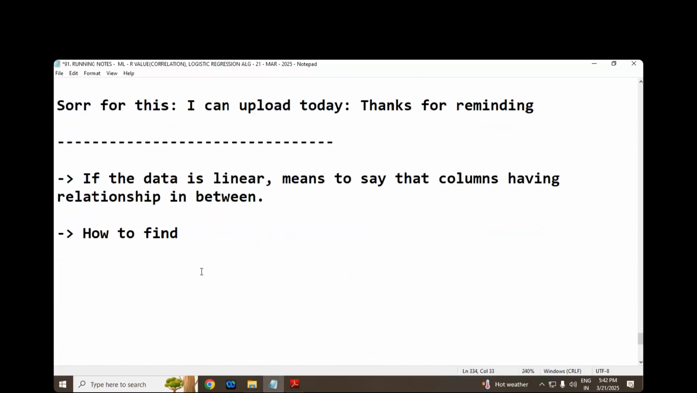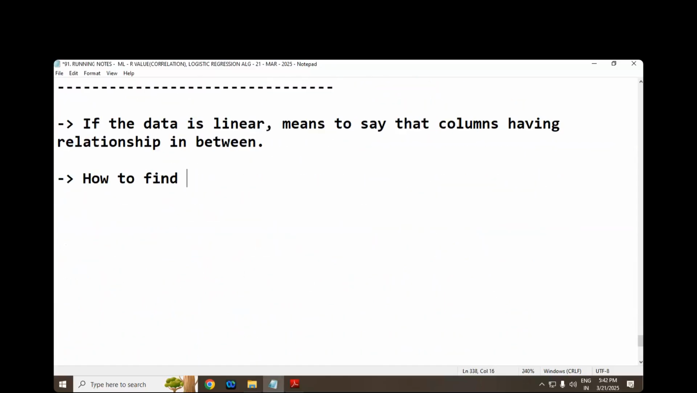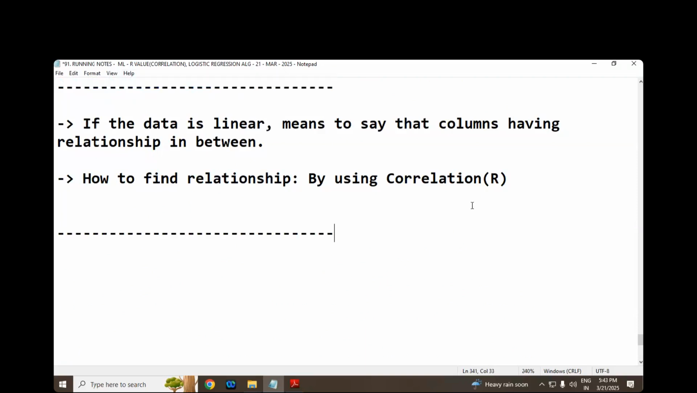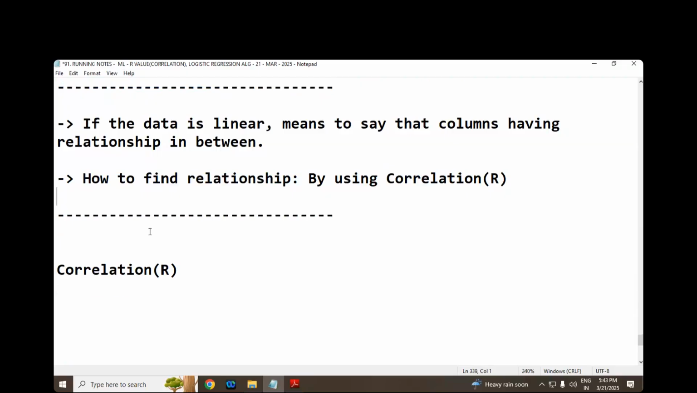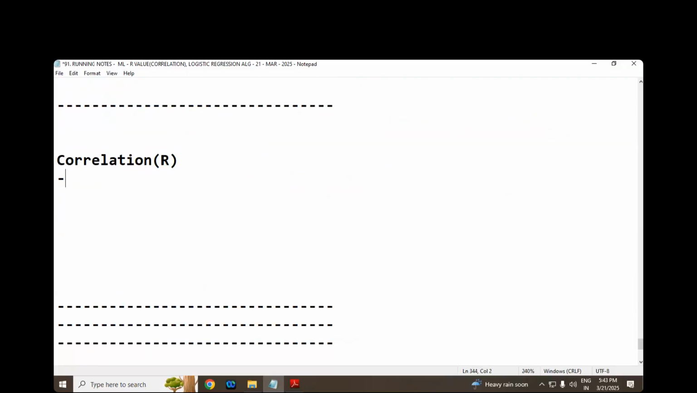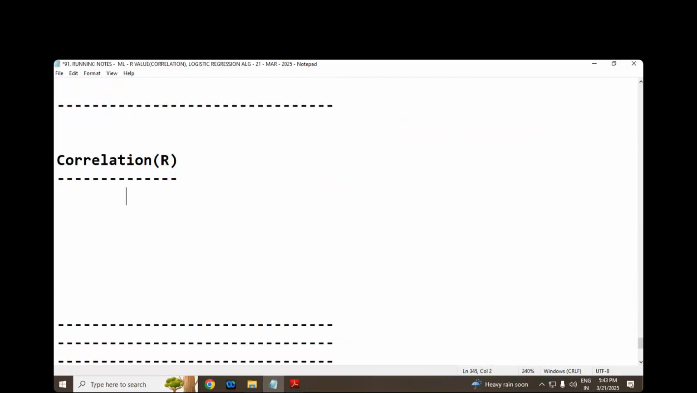Move on. How do we find the relationship? By using correlation, also called R. Now it's the right time. The R value, correlation, we already know very well. Correlation has values from -1 to +1.